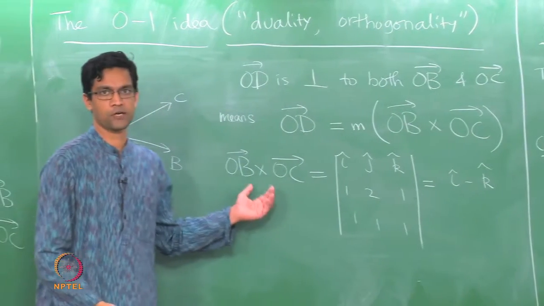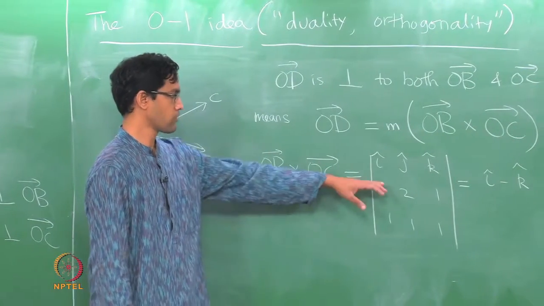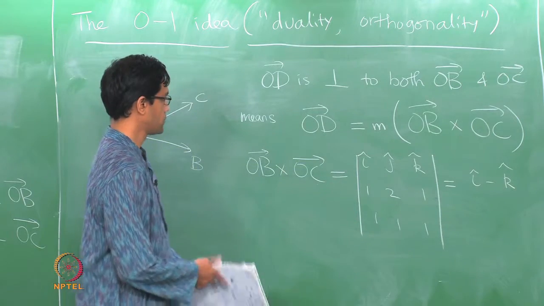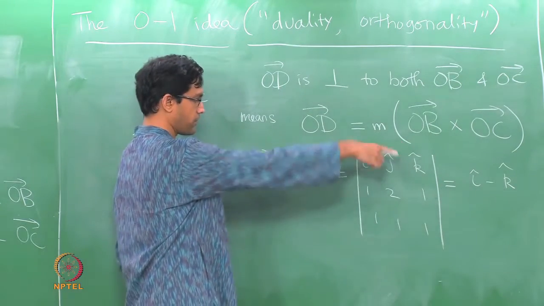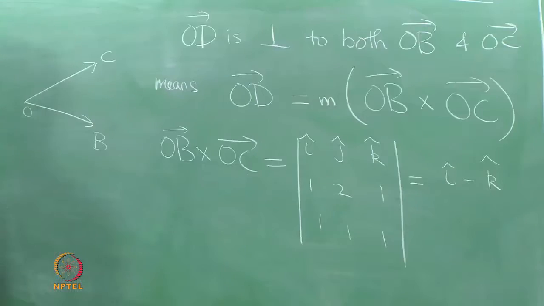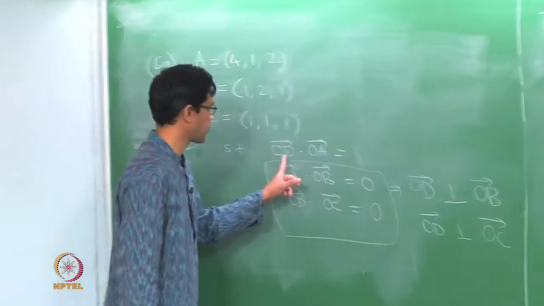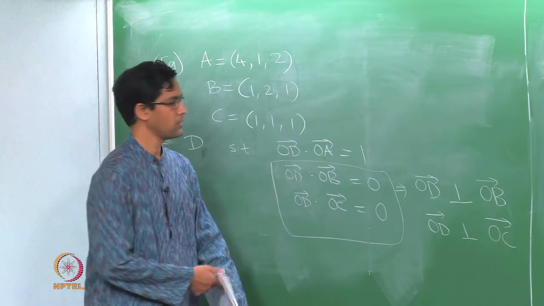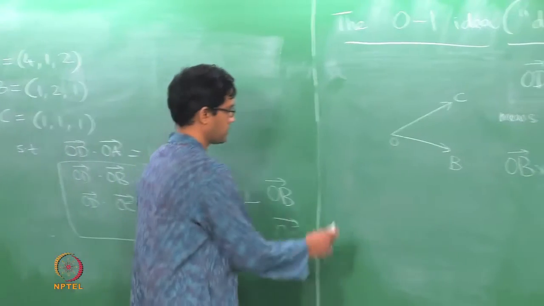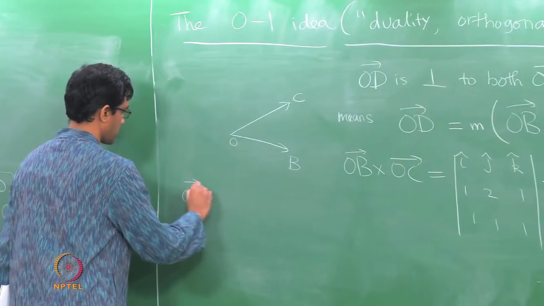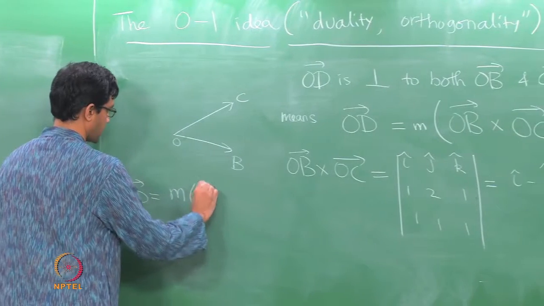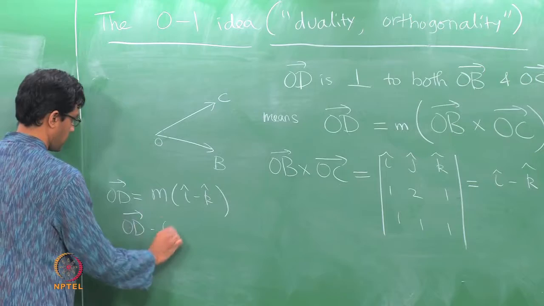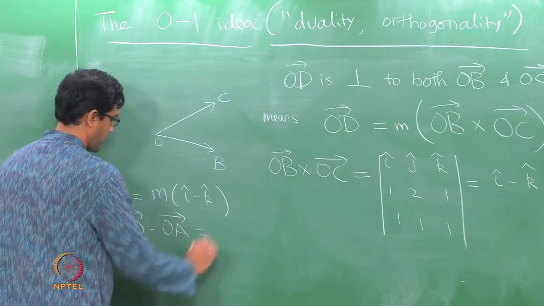If I compute the cross product of OB and OC using whatever rule you are familiar with, the answer turns out to be i cap minus k cap. So I know therefore that OD is some multiple of that vector. Now, which multiple is given by the other condition that I know on OD. I know that OD is supposed to have dot product 1 with OA, right. So that determines that multiple for me. So observe, OD is m times i minus k. I will compute its dot product with OA, and well, what is the answer?